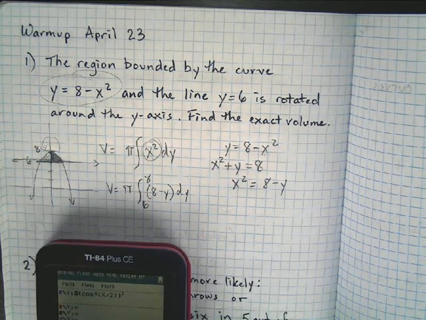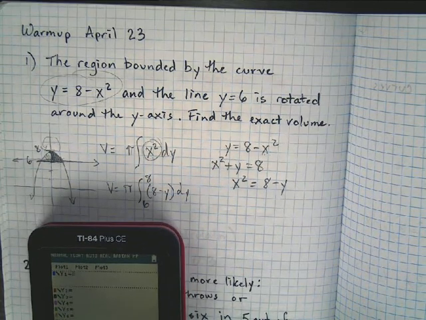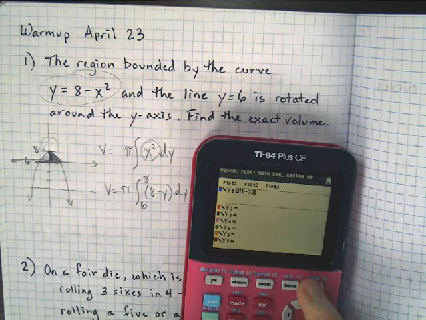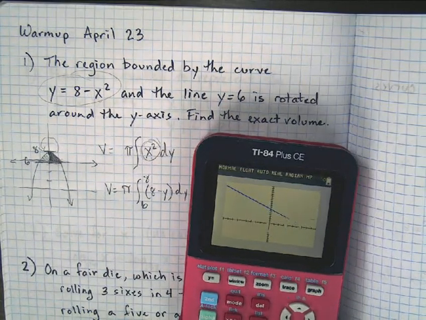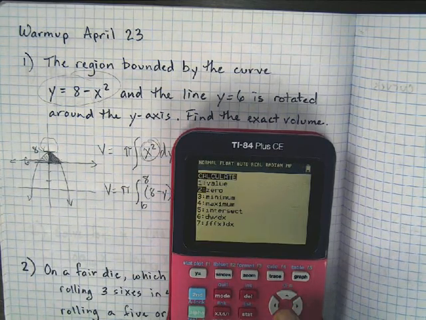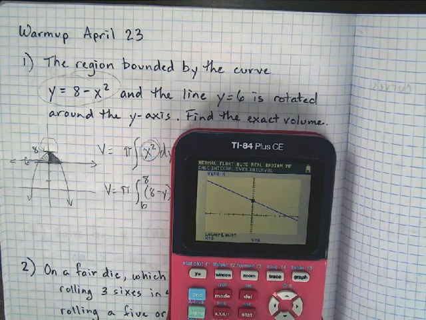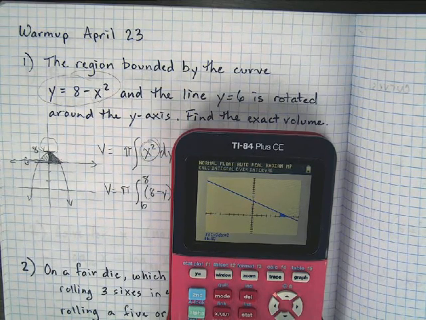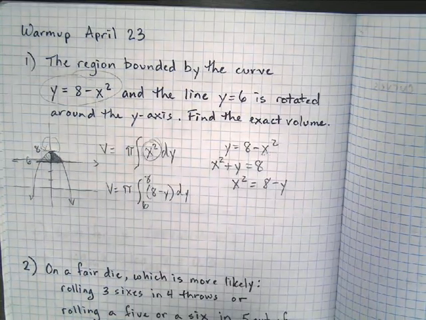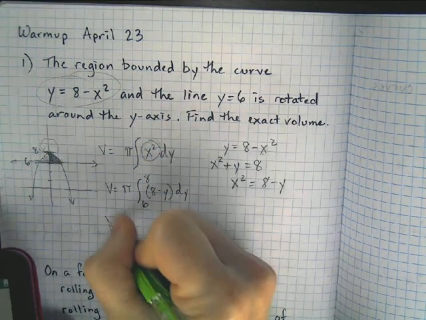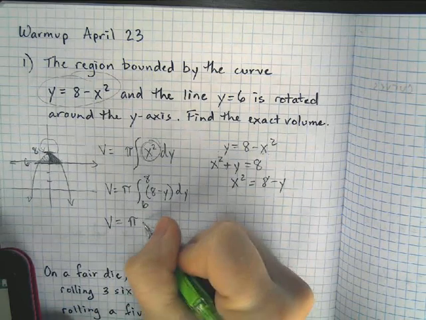So I am going to put in here 8 minus y. Since I don't have a y, I have to put it in as an x. I'm going to graph that, and then I'm going to integrate it. I'm integrating it from 6 to 8, and it tells me my answer is 2. Okay, so if you did this by hand, you'd get the same thing. So I would get pi times 2.